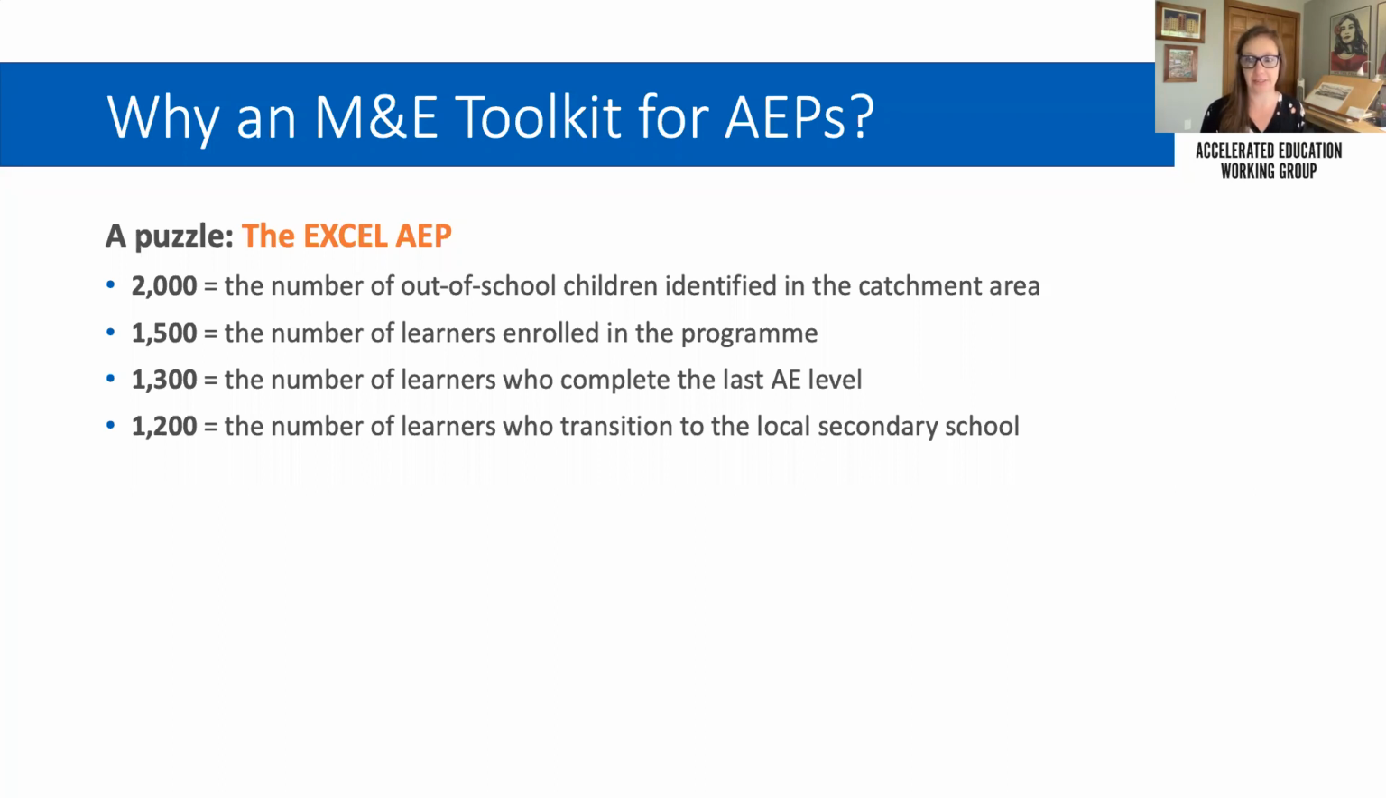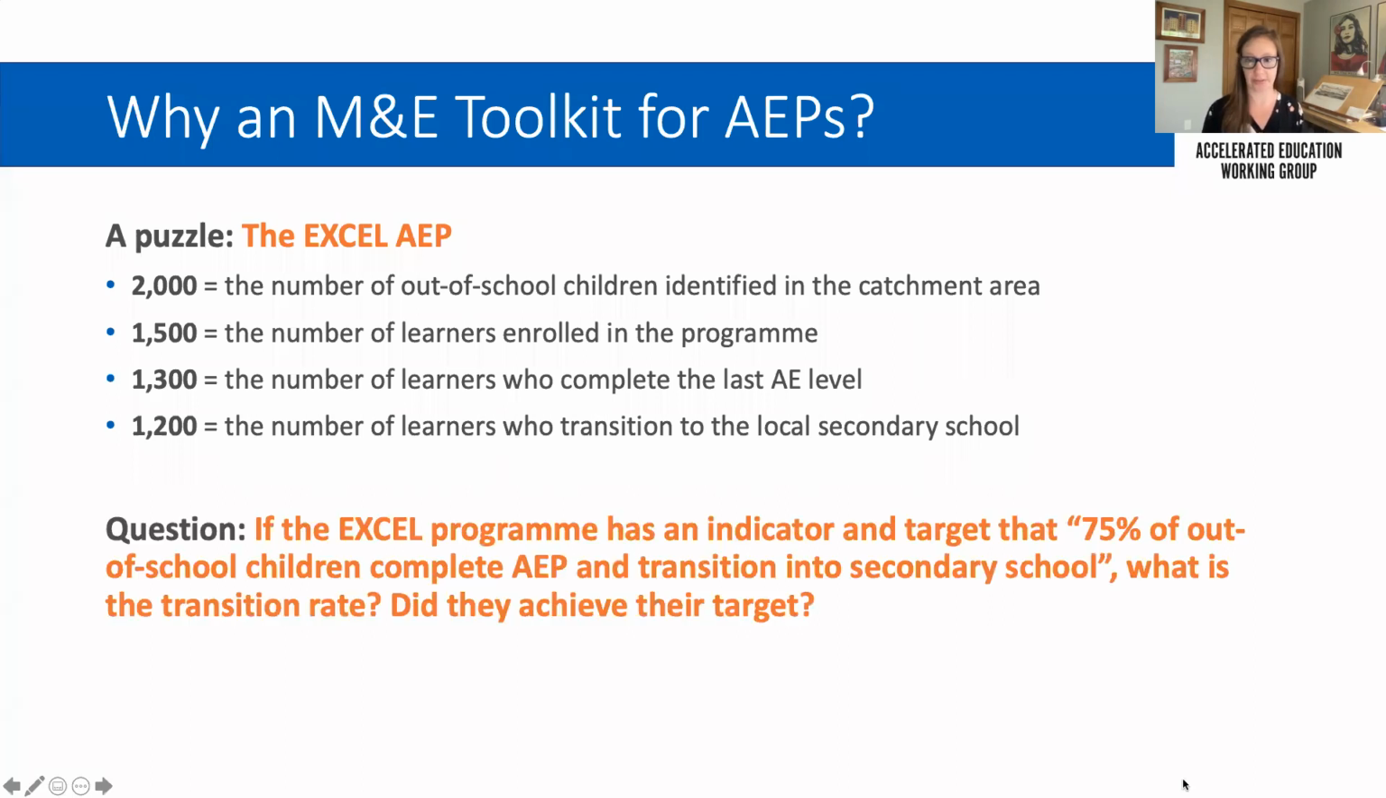Three years after the start of the program, or one full AEP cycle later, 1,300 of those children completed the final level of AEP. Then after completing the program and taking the primary leaving exam, about 1,200 of those completers transitioned into the local formal schools. So I would like to ask you, do you think that's a success?